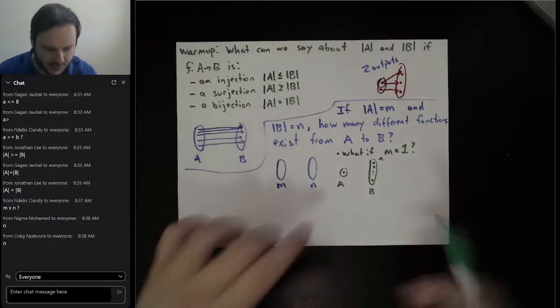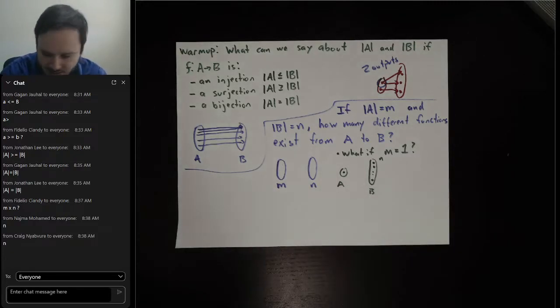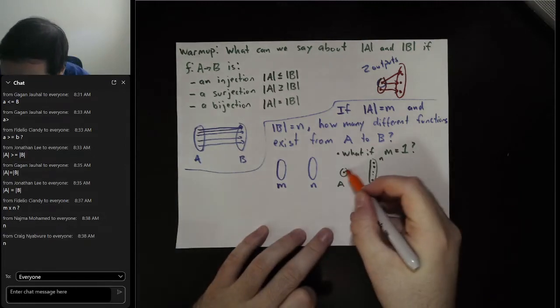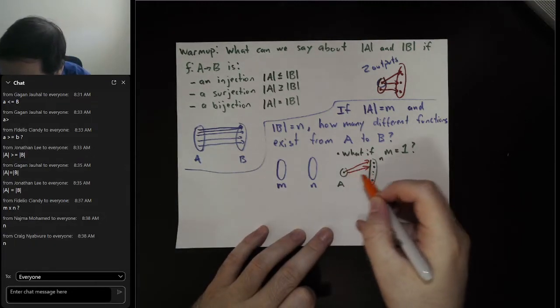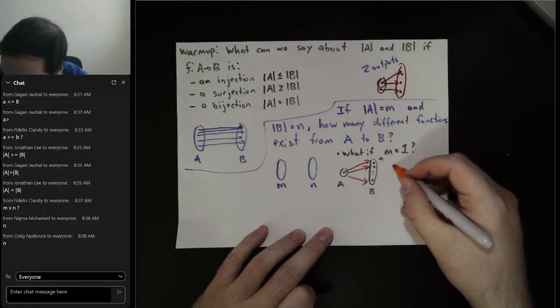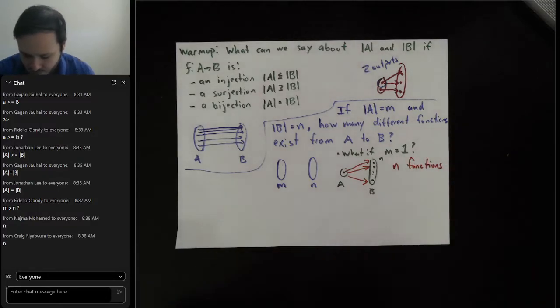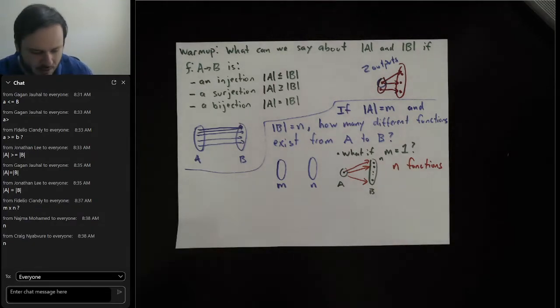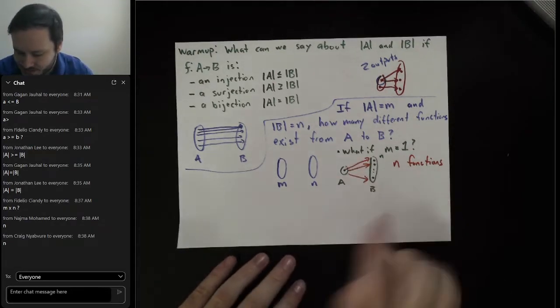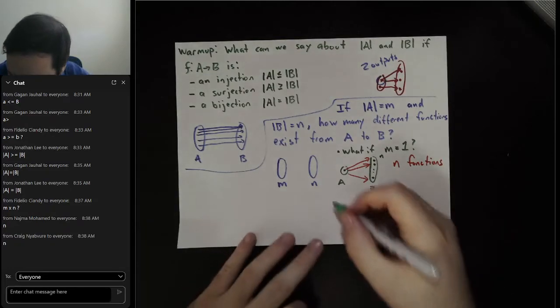Yeah, good, right? There's n different arrows I could draw. Here, here, all the way down to here. So n functions. Okay, so maybe if we're thinking about m times n, 1 times n, that's looking good so far.